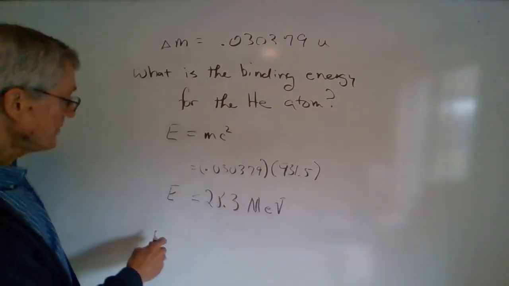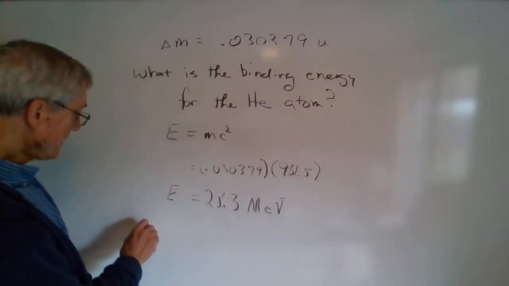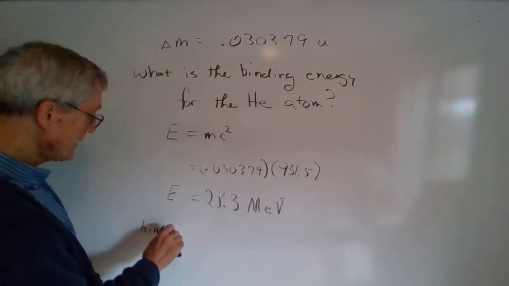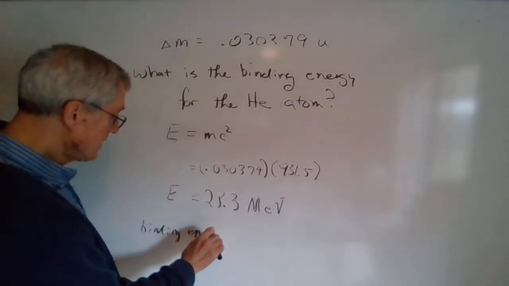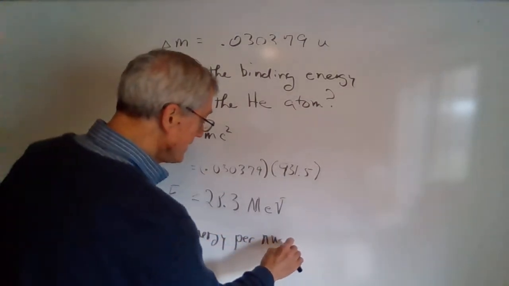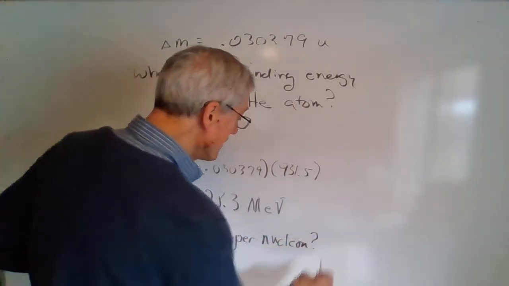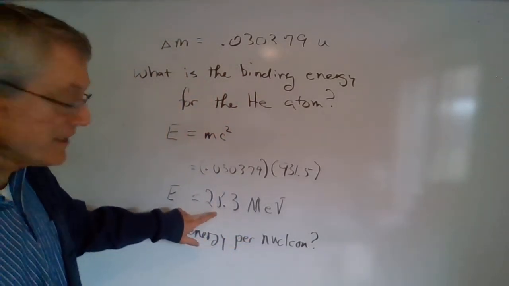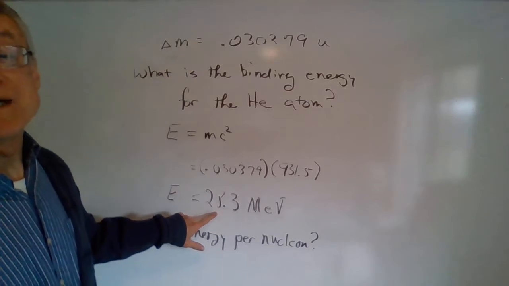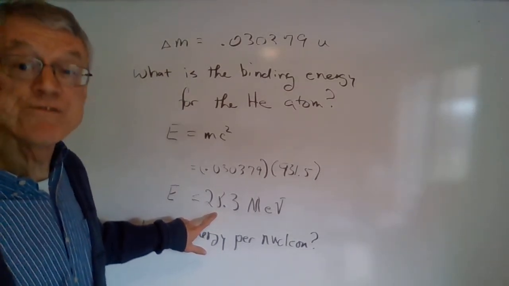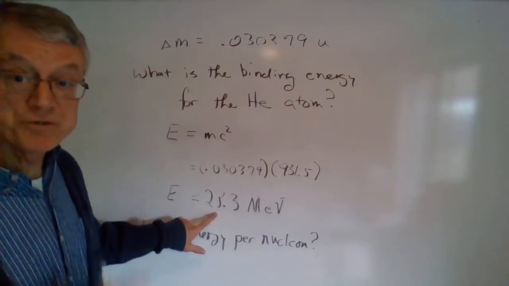Now let me warn you, sometimes instead of that question, it will say, what is the binding energy per nucleon? So just look for that. If you see that, that's not a hard question. You simply take the total binding energy and divide it by the number of nucleons, which in the case of helium is 4. 2 protons, 2 neutrons.